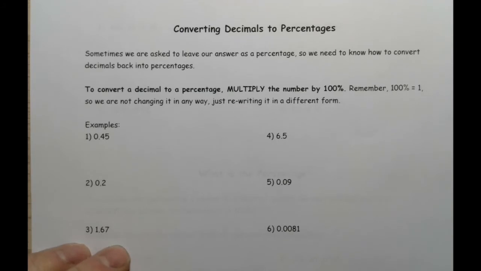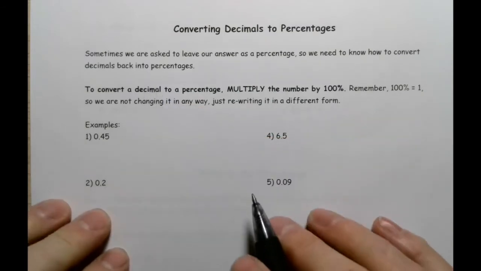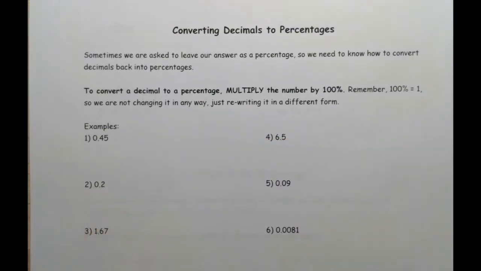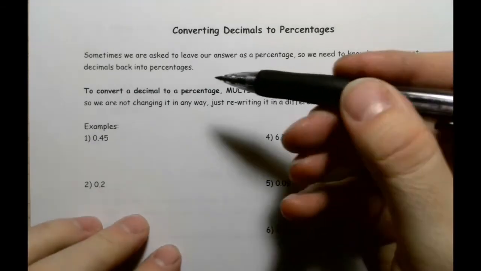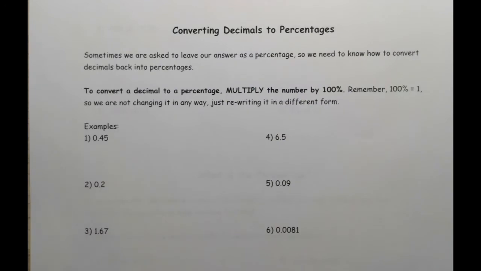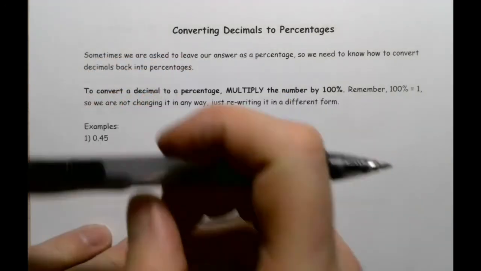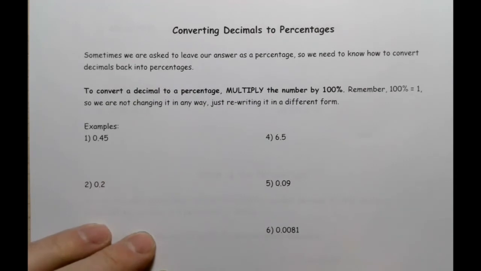Now, sometimes we want to go backwards. We want to go from decimals to percentages. And so we just need to know how to convert back. It's a pretty simple process. When we go from a percentage to a decimal, we divide by 100. The decimal moves 2 places to the left. But if we want to go from a decimal to a percentage, we're going to multiply by 100, which means moving the decimal 2 places to the right. It's the exact opposite work here.